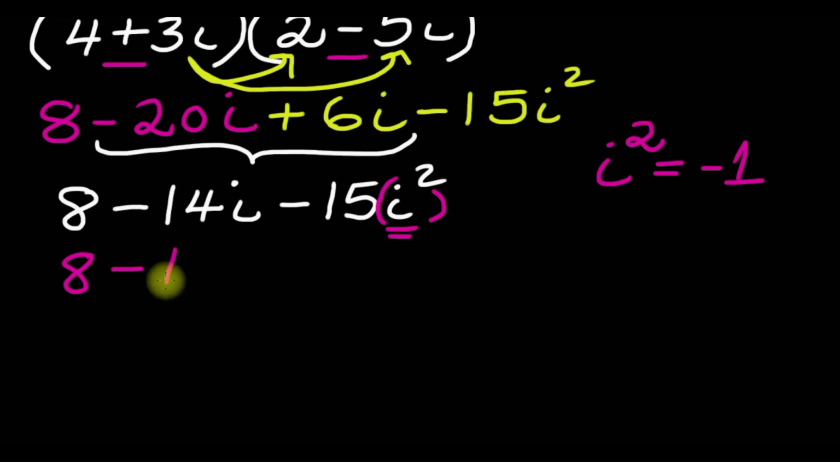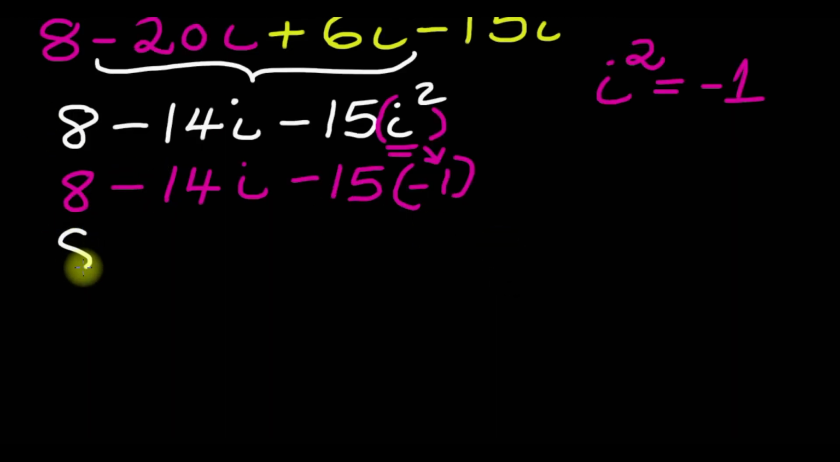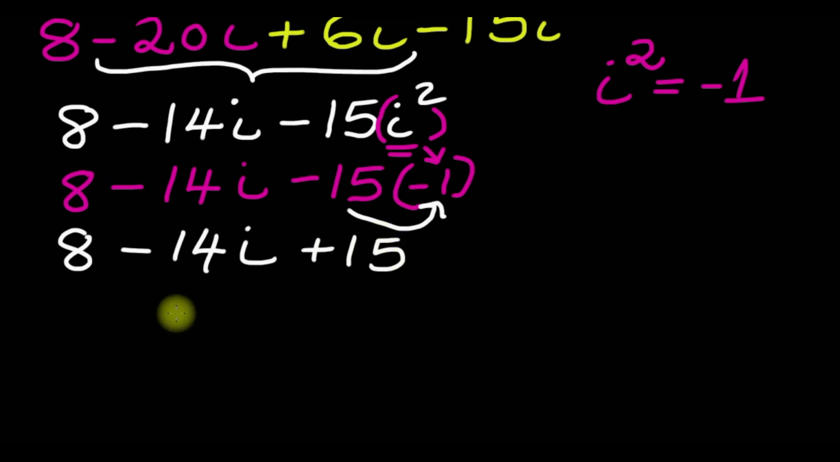So we have 8 minus 14i minus 15 times negative 1. As you can see, I am replacing i squared with negative 1. So here we have 8, take away 14i. Okay, now when you take negative 15 times negative 1, it's going to give you positive 15. Okay, so you can combine the real number with the real number. So 8 plus 15 is 23. And then bring down the negative 14i.